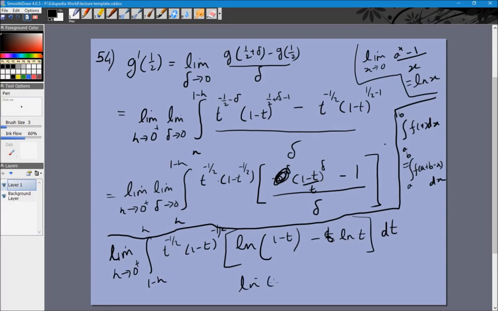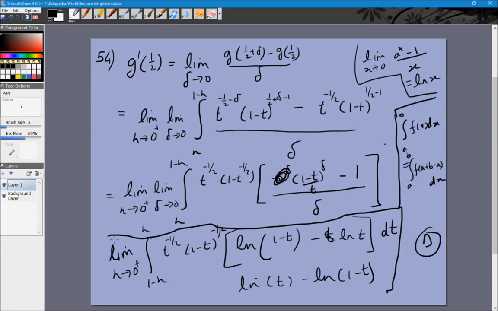And you have ln of 1 minus t minus ln of t, which becomes ln of t minus ln of 1 minus t. But this is just the negative of the original thing. So we have this integral is equal to the negative of this integral, which only means that the value of this integral is 0, which means the answer is D.